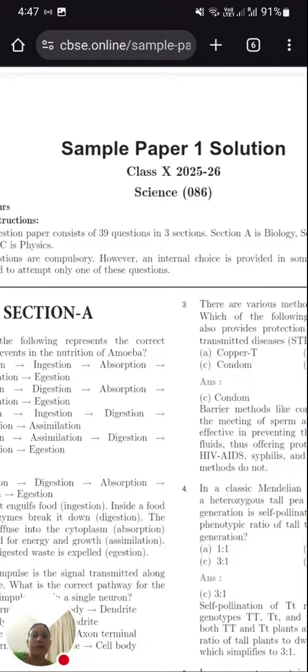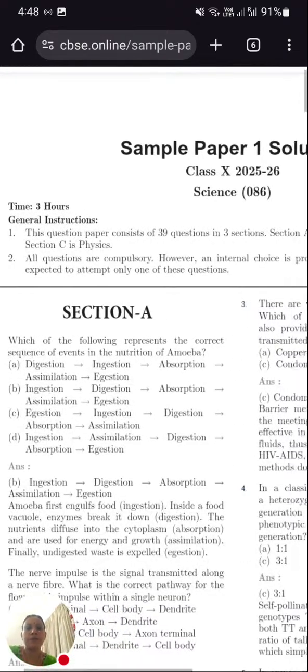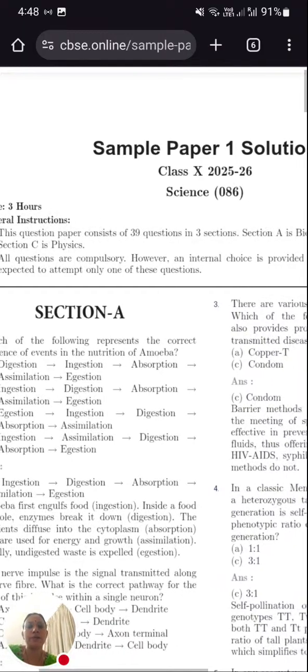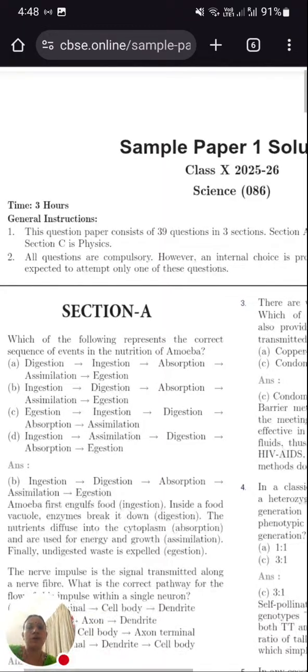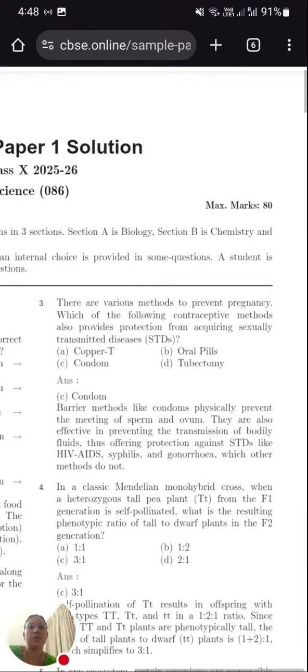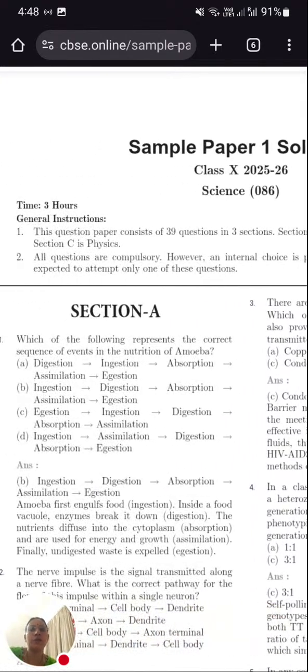So let's start out with the section-wise solution. In section A, which is related to bio, you need to write all the things related to biology in section A only. And coming to the next part, all questions are compulsory. However, an internal choice is provided in some questions, where you can choose. All 39 questions are compulsory from all the 3 sections. Now let's start from section A onwards.